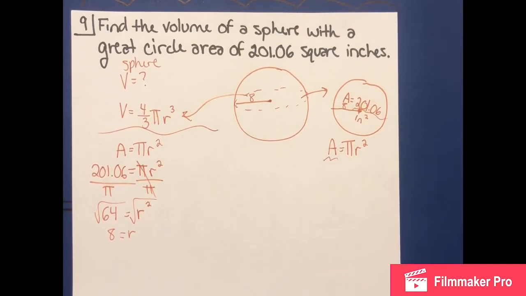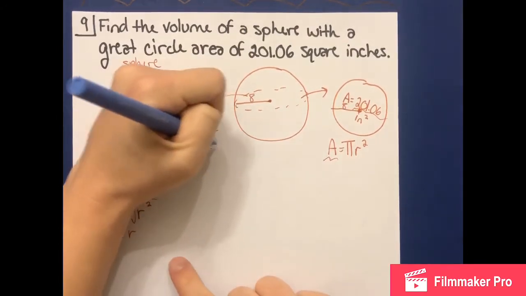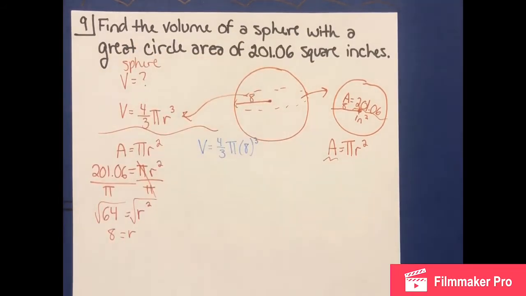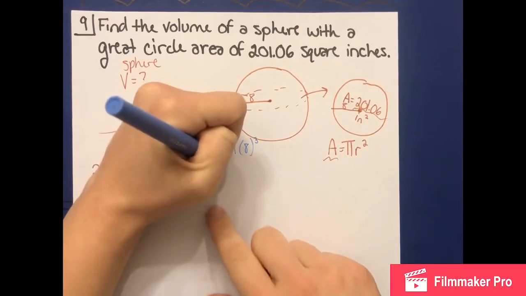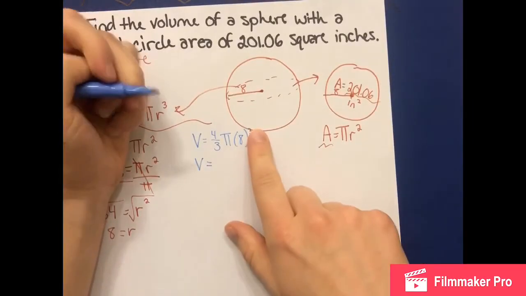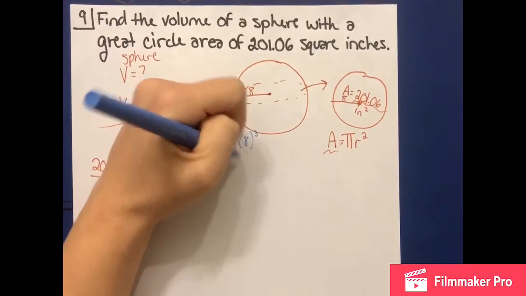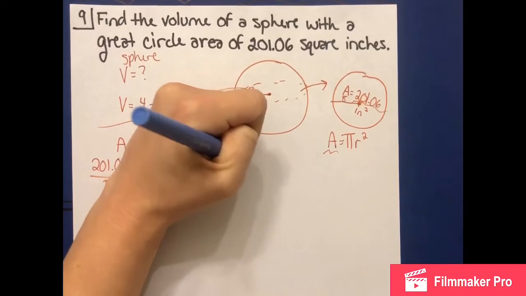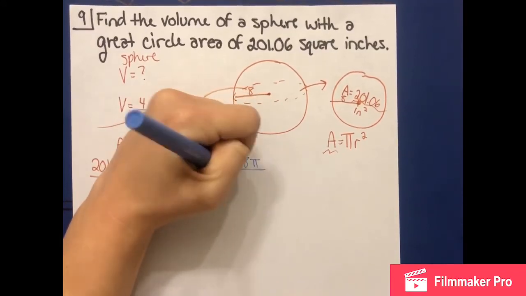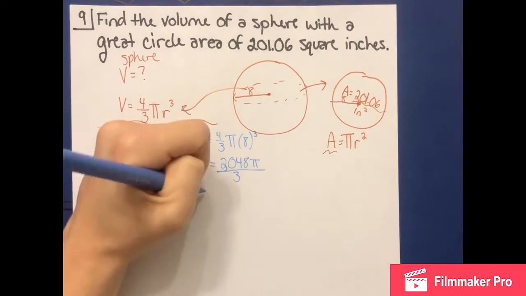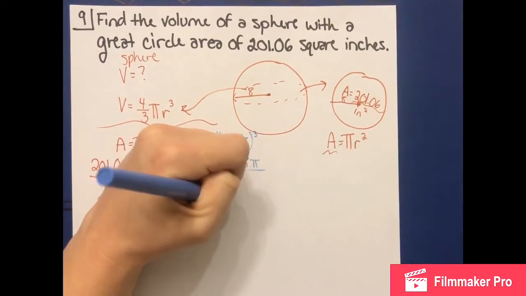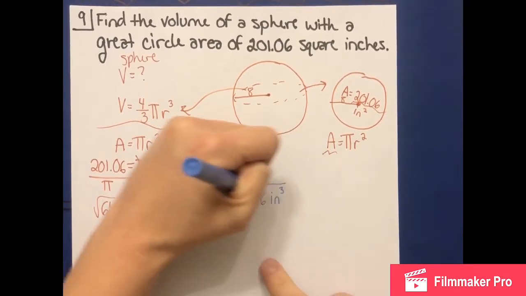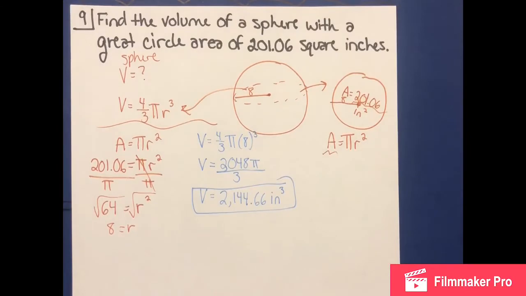Okay, so next part we're going to find the volume. Volume equals 4/3 pi 8 cubed. Volume equals, we're going to cube the 8, you get 512. You multiply 512 by 4, and you get 2,048 pi divided by 3, okay? And I get volume equals 2,144.66 inches cubed. That's my final answer there.